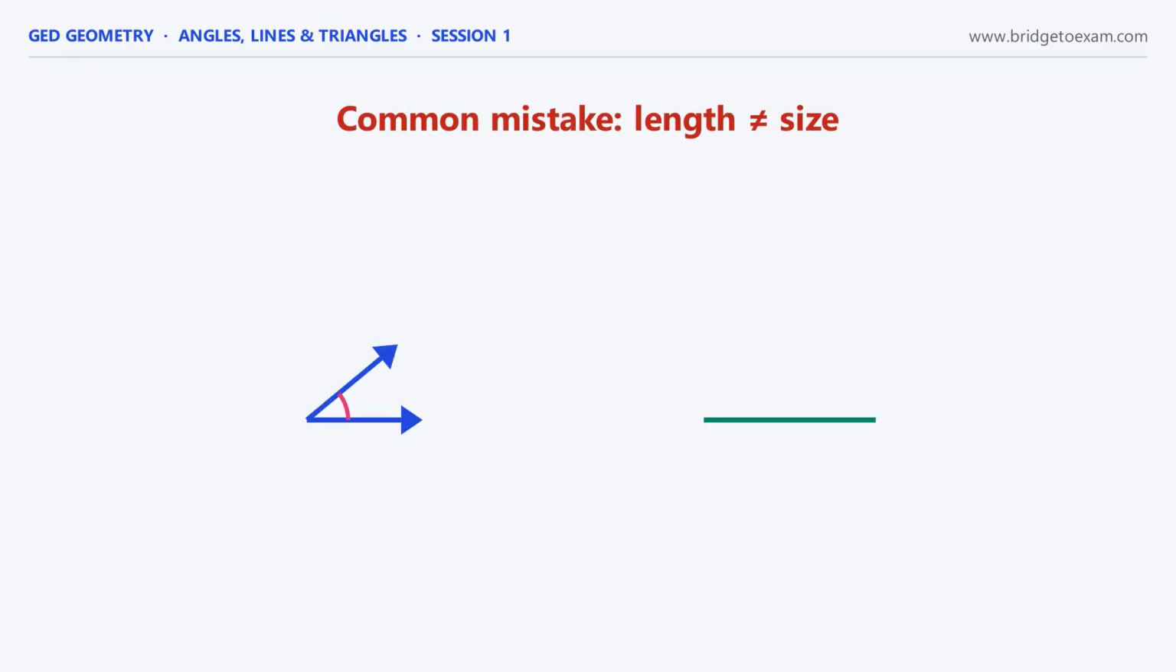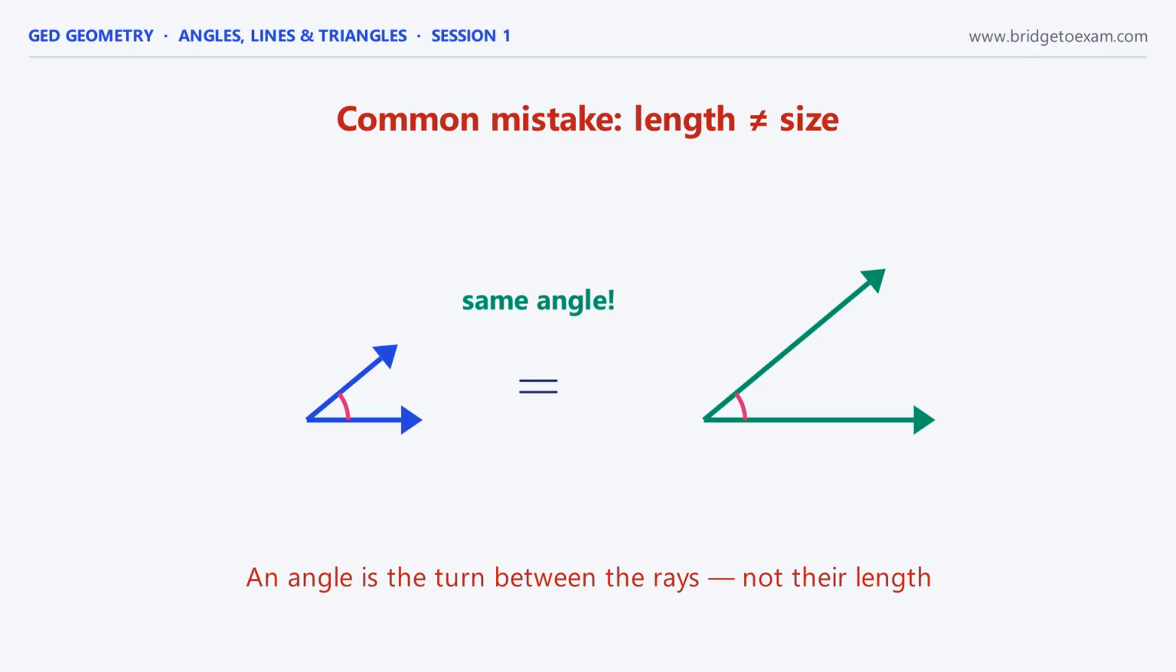Now, let's talk about the most common beginner mistake, so you never fall for it. Students often assume that a bigger drawing means a bigger angle. Look carefully at these 2 angles. The one on the left has short rays. The one on the right has long rays. But the opening between the rays is exactly the same, so the angles are equal. An angle measures the amount of turn between the 2 rays, not how long the rays happen to be drawn. This is also why the GED warns that figures may not be drawn to scale. Trust the numbers and the markings, not how the picture looks.